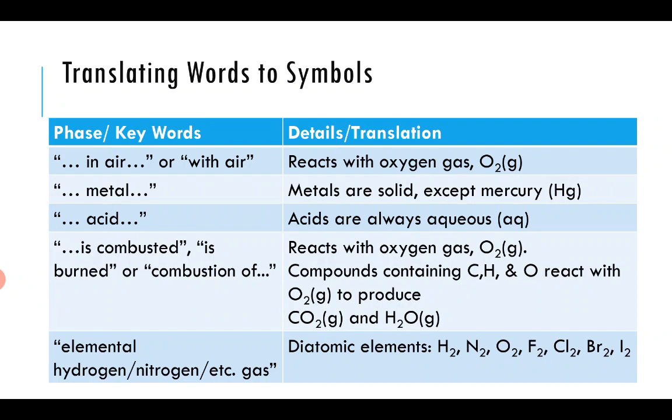So we're going to be doing some word problems where you have to translate words into chemical symbols. And so I have some key words on this slide to help you translate words into chemical formulas. And so for instance, if you see something like it burns in air or it's combusted, that means it reacts with oxygen gas, which is O2. O2 is the most reactive gas in air.